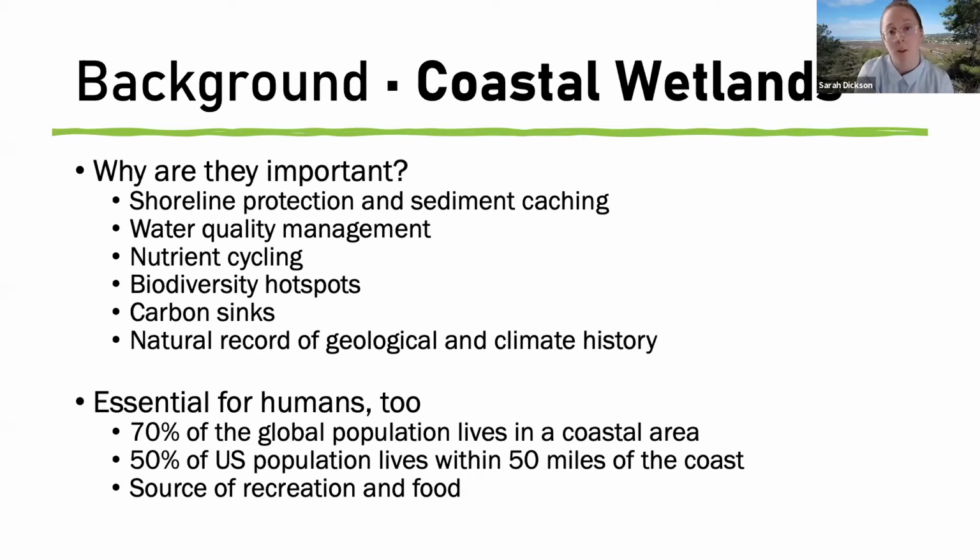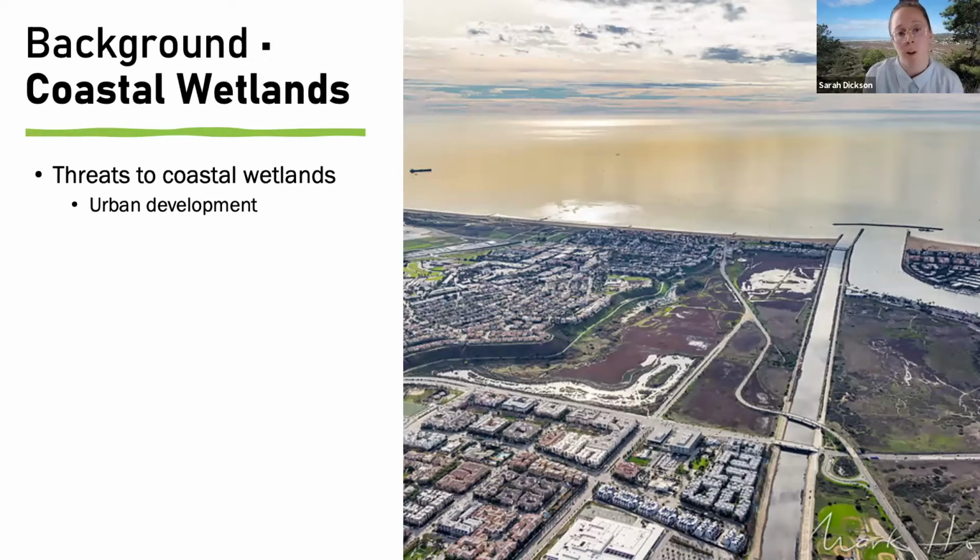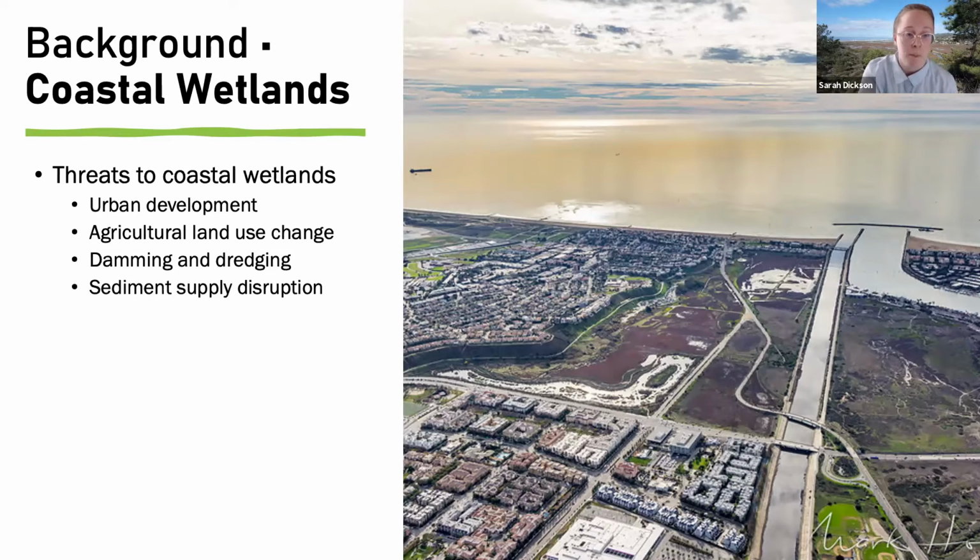Unfortunately, many of our coastal wetlands are presently at risk. Modern development threatens coastal wetlands by directly building over them, utilizing wetlands for agricultural purposes without considering the potential for permanent changes to soil, damming and dredging, and even sediment supply disruption from upland development. Notably, since the industrial era, we also see climate change pose an increasing threat to coastal wetlands.